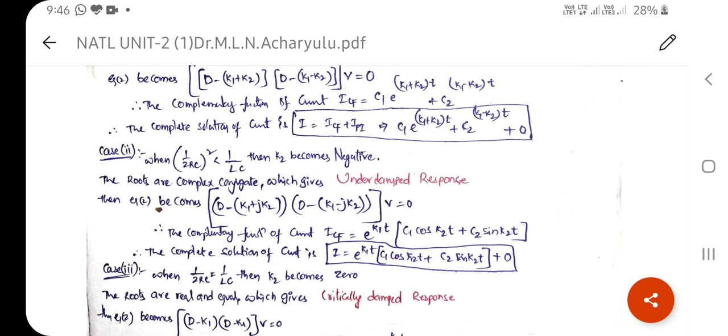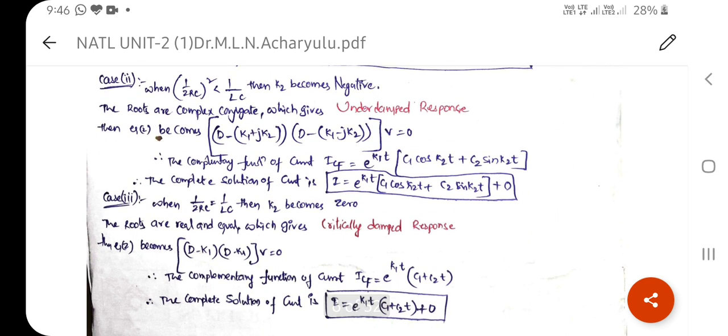Now we will come to the third case. If (1 by 2rc) whole square and 1 by lc are both equal, then k2 becomes 0, and in this position a critically damped response will occur. The two roots will be equal: (d minus k1) into (d minus k1) whole into v equal to 0. We already know that when the two roots are equal, the complementary function can be written as e power k1 t into (c1 plus c2 t). Here also there is no particular integral, so that is the resultant equation, the total complete solution of the given network.